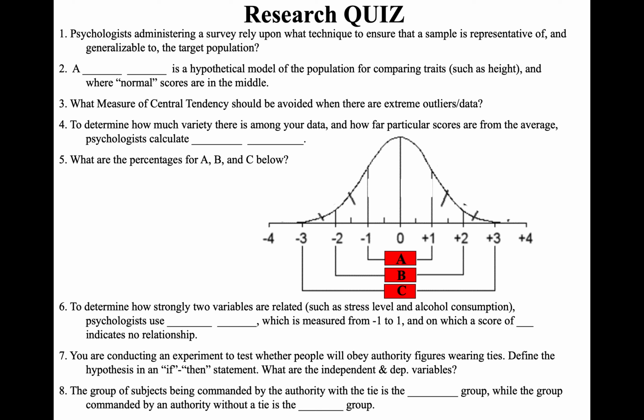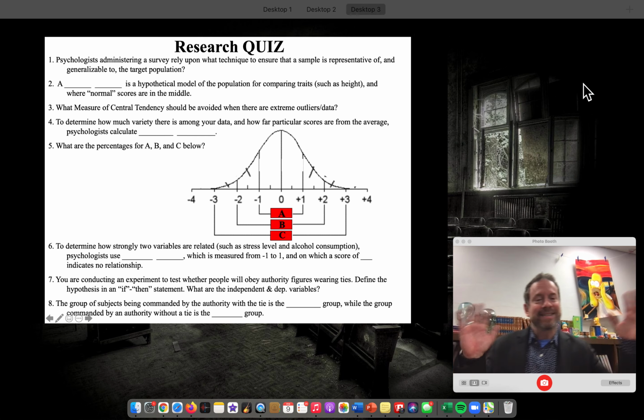Take a moment and pause on the screen, and let's get down our statistics stuff. All right, the answers to these questions. Psychologists administering a survey rely on what technique to ensure the sample is representative of or generalizable to a larger population? Let's say, for example, you want to know what Americans think about the president. So you don't just ask people in Texas or Plano or Oklahoma, because that would be sampling bias. So you must use random sampling. So random sampling is the answer to one, not random assignment.